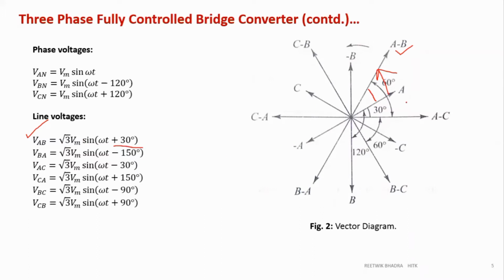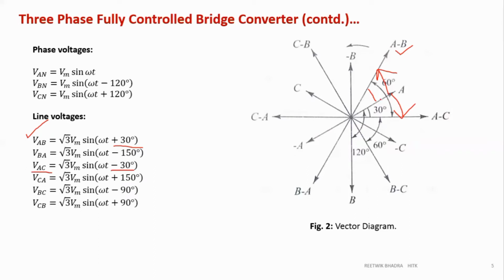Next, if you can write for VAC, which direction? Clockwise. That means lag. That means how much degree? 30 degrees. So minus 30 degree for VAC. Like this, similarly write for everyone. You can write in terms of plus. If you are writing in terms of plus, then it means you are moving in anti-clockwise direction. If you are writing in terms of minus, you are moving in clockwise direction.